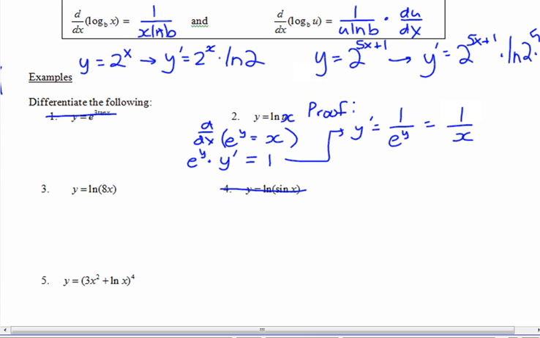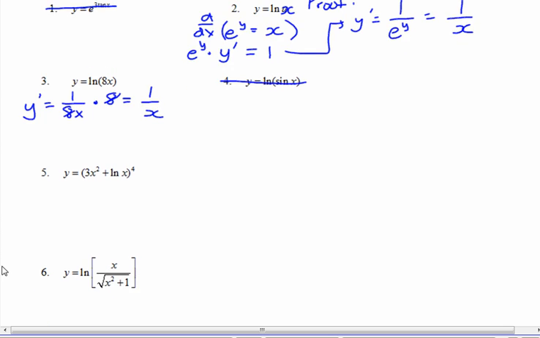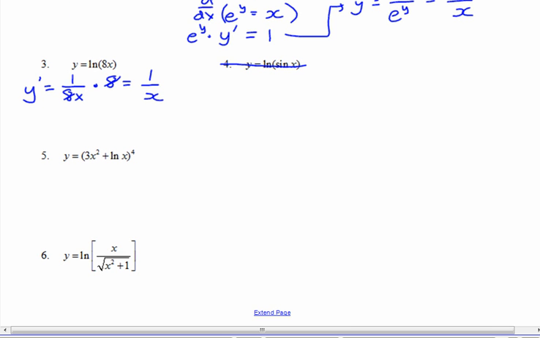Okay, next guy, let's try this guy. So derivative of a natural log would be what? 1 over our inside times the derivative of the inside, which is 8. So it just becomes just 1 over x. The 8's cancel out. Cool. Does this always happen? No. Like if it was a square.